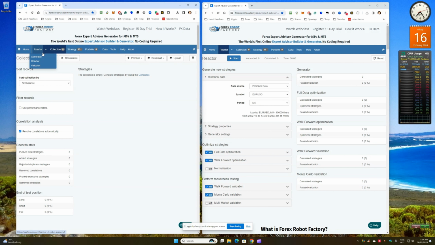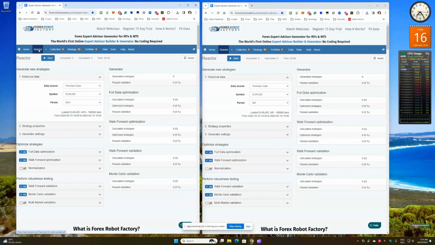The reactor is a combination of a generator and a validator, so we're going to do all steps at the one stage, get this all together, see how many expert advisors I can generate over the next day or two. It is now Friday the 16th, almost 7:30 in the morning, and I am turning this generator on now. I'll go through the settings quickly with you so that you can see what I'm actually doing.